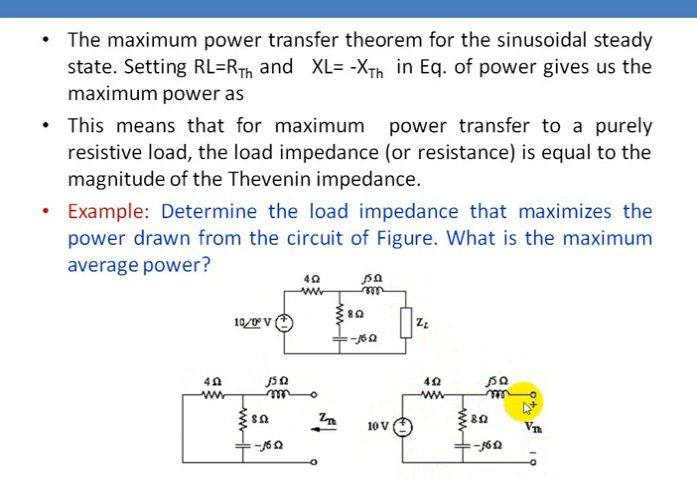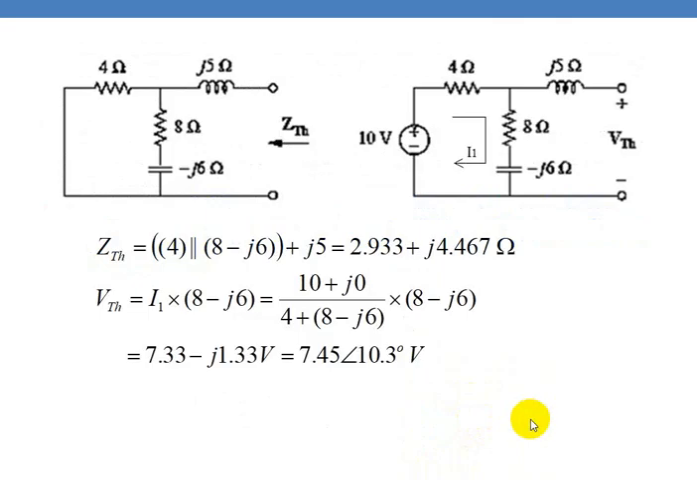Since this part is open circuit, the current in this branch will be 0. So only the current will be flowing in the closed path. You find the current, and to get the voltage across this branch you multiply the current with this branch impedance. That will be the voltage VTH. So now ZTH will be 8 in parallel with (8 plus 8 minus j6). This comes in series with j5. So this comes to be around 2.933 plus j4.467.